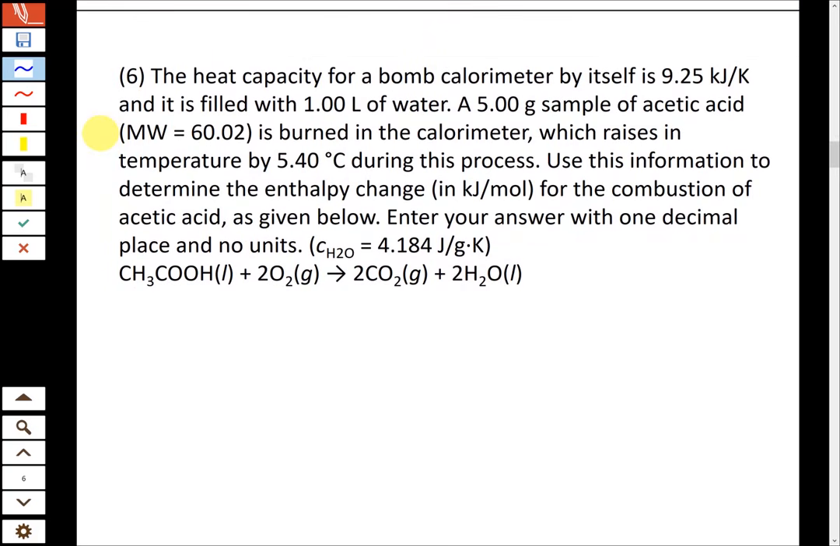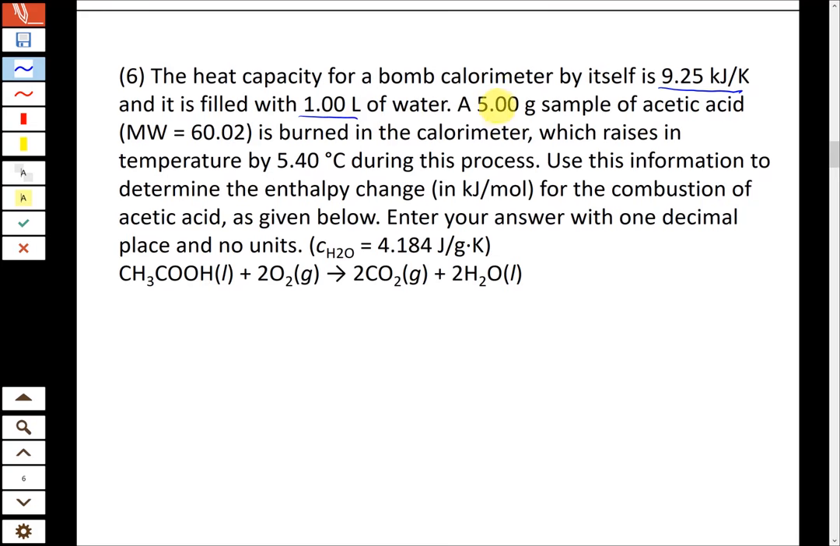And this is one where the questions that came up in the last one will be more important. So here we have the heat capacity for a calorimeter by itself is this number here. So we're giving you the heat capacity of the calorimeter, which we didn't tell you last time, and it's filled with 1 liter of water. So we also know how much water is in there. So in this problem, we're going to have to use both terms, as we'll see.